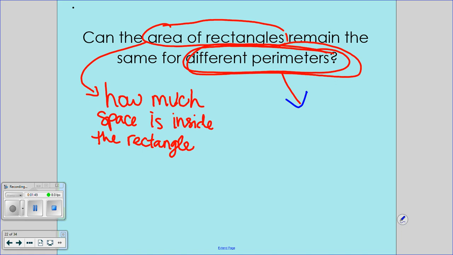What is different perimeters? What does that word perimeter even mean? When I'm talking about perimeter, what am I talking about? Not a trick question either. Alan? How much space is on the outside? If I could break apart that rectangle and make it one long line, how long is the outside, that rim?